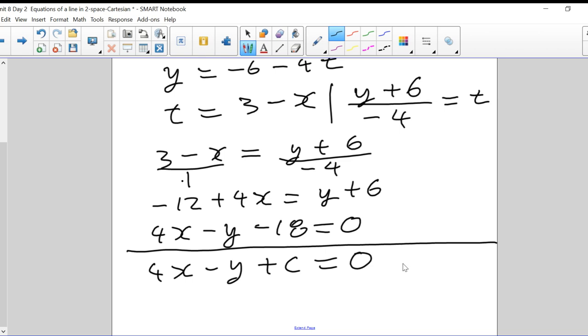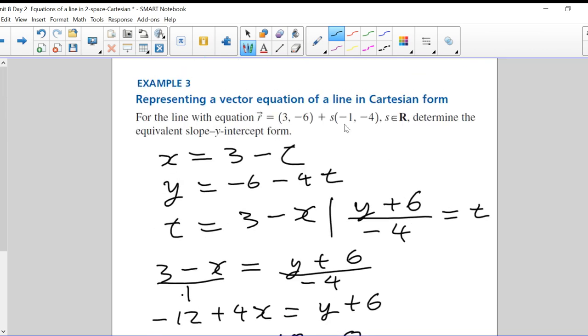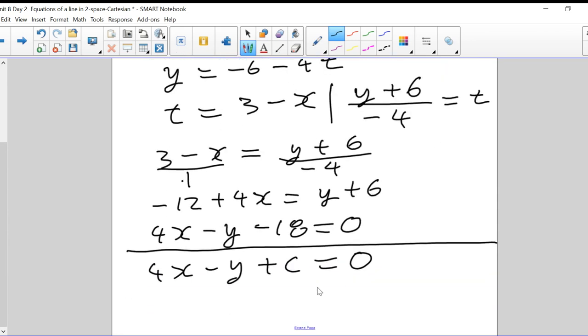So this is the shortcut method now, right? I'm going to use 4 and minus 1. And where am I getting 4 and minus 1 from? I'm flipping these around. And because these are both negative, I need them to only have one negative and one positive. So I did that. So 4x minus y plus c is equal to 0. How am I going to get the c?